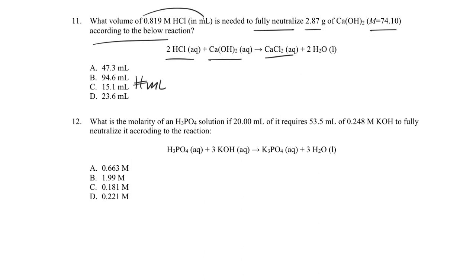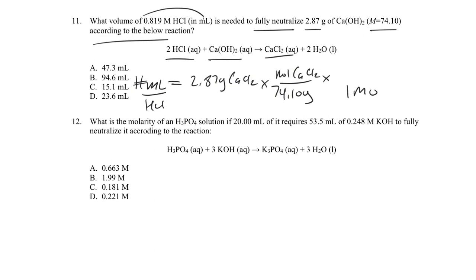What volume in milliliters of this solution is needed to fully react with 2.87 grams of calcium hydroxide? The molar mass here is 74.10 grams per mole. Oh, I'm saying chloride, it should be calcium hydroxide. So 2.87 grams of calcium hydroxide. I use the molar mass of calcium hydroxide to go to moles of calcium hydroxide. According to my balanced reaction, for every 1 mole of calcium hydroxide, we have to add 2 moles of HCl to fully neutralize it. Sometimes the word neutralize confuses people. That just means to completely react with. How much HCl is required to completely react with this given quantity of calcium hydroxide?